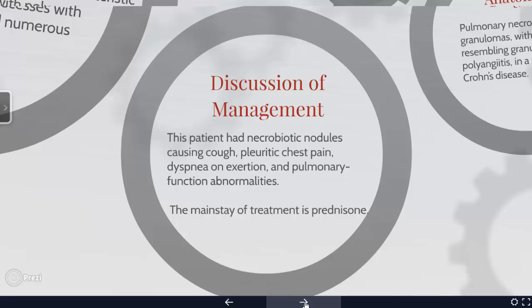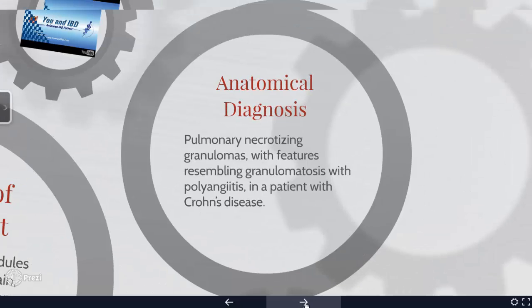Discussion of management. This patient has necrobiotic nodule causing cough, pruritic chest pain, dyspnea, a pulmonary function abnormality. The maintenance of treatment is prednisone. Anatomical diagnosis: pulmonary necrotizing granulomas with features resembling granulomatosis with polyangiitis in a patient with Crohn disease.